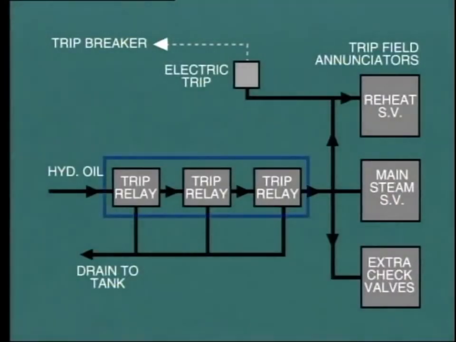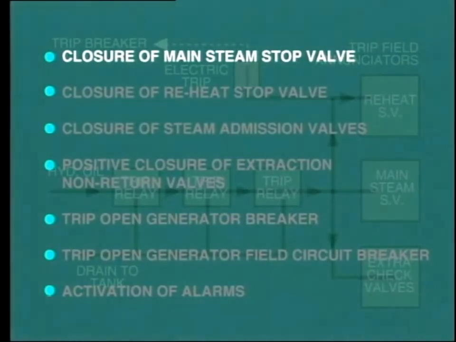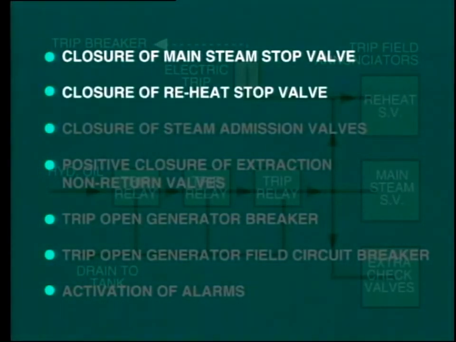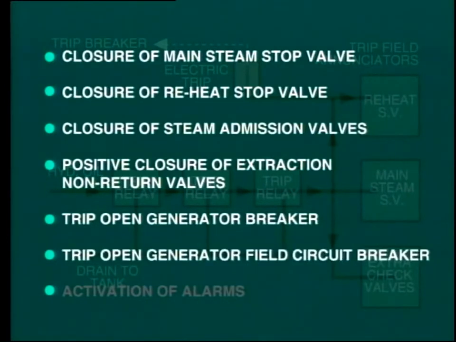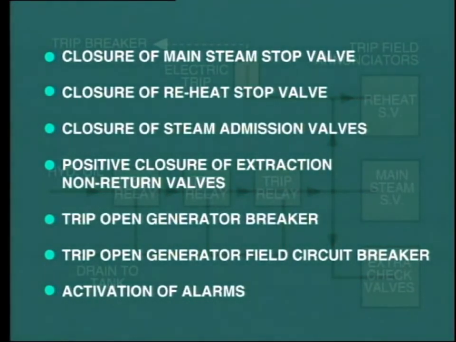There may be several trip relays located on the hydraulic system, actuated by different protection devices. Operation of any trip relay should cause the following action: closure of main steam stop valve, closure of reheat stop valve, closure of steam admission valves, positive closure of extraction line non-return valves, trip open the generator breaker, trip open the generator field circuit breaker, and activation of alarms and annunciation.